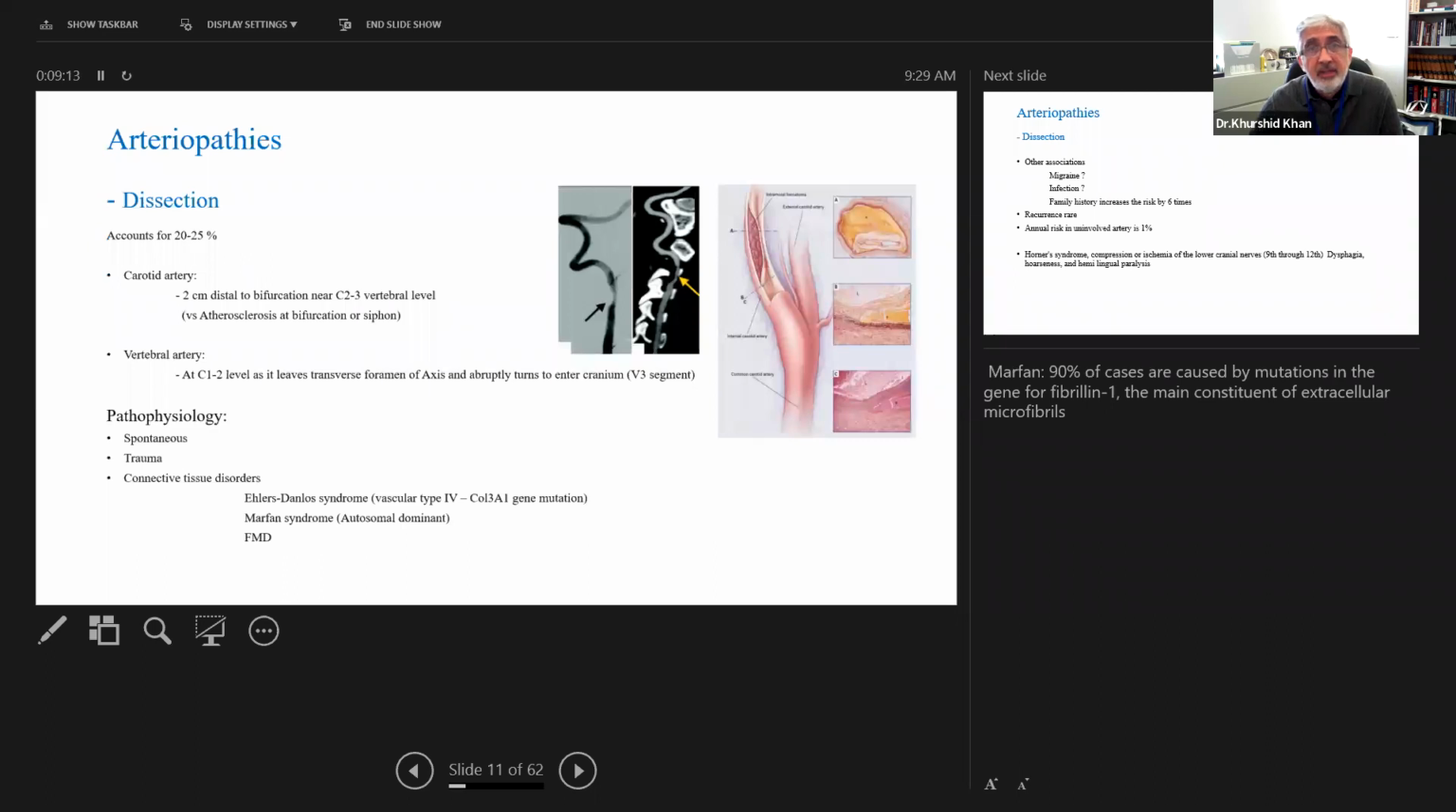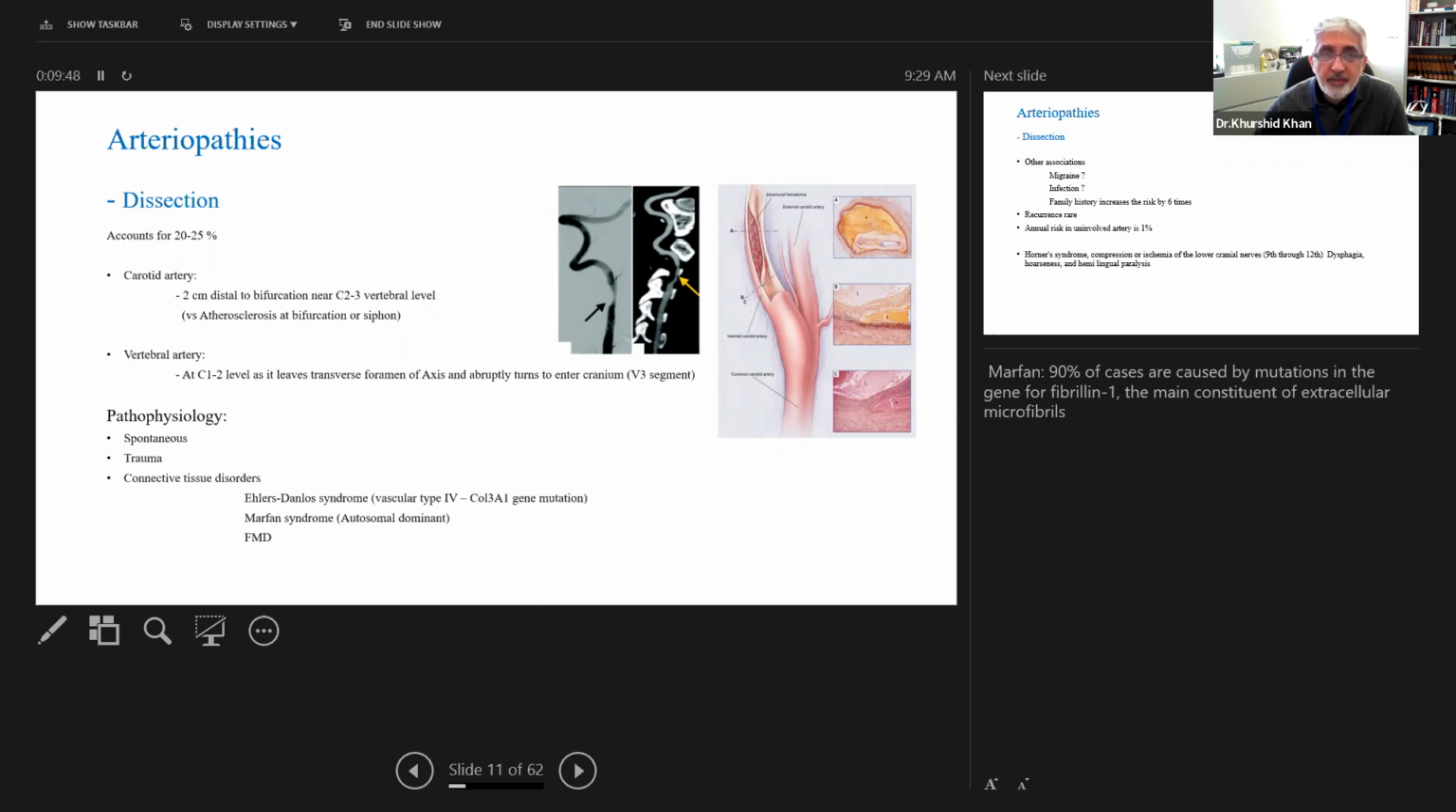Talking about dissection, it accounts for 20 to 25% of all the strokes in the younger individuals. In the carotid artery, it affects the internal carotid artery 2 centimeters distal to its bifurcation, near the C2, C3 vertebral level, as opposed to atherosclerotic disease, where it affects the bifurcation, as we all know. And the vertebral artery is also affected, especially when it enters the dura, and that is the most common site where it may be affected.